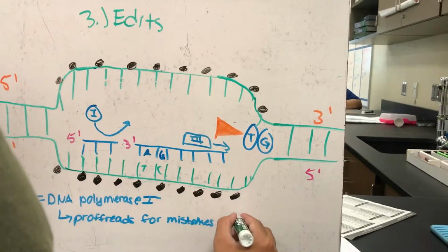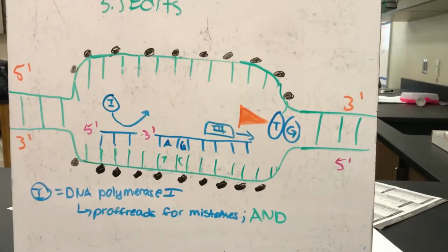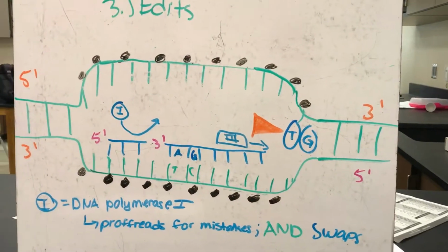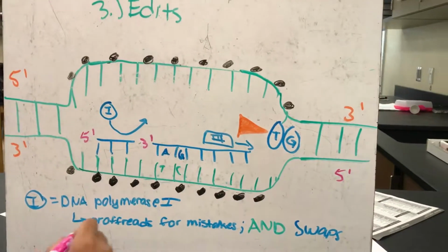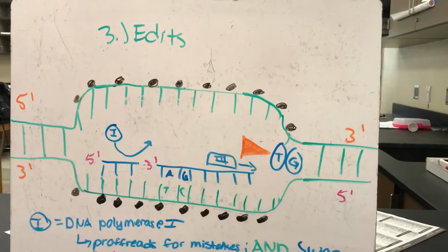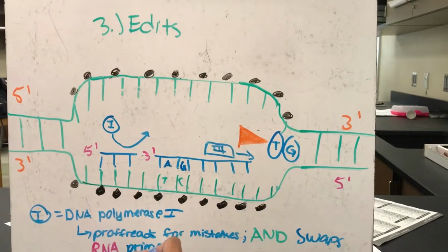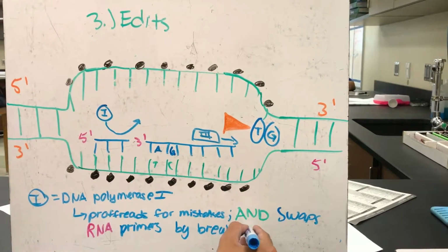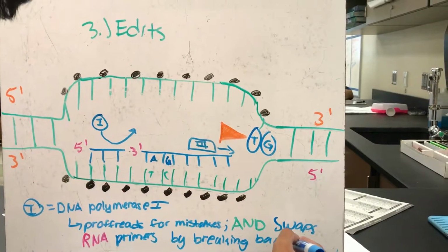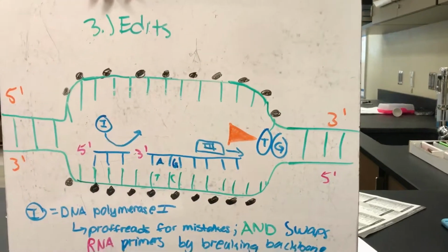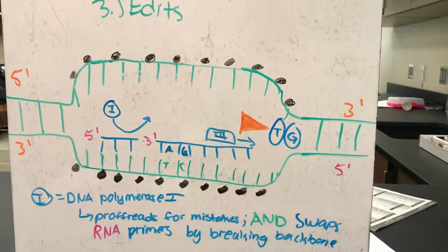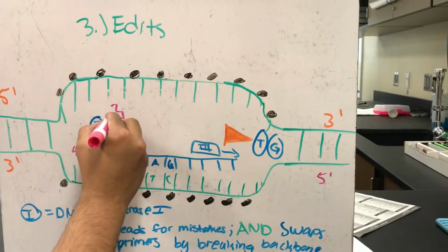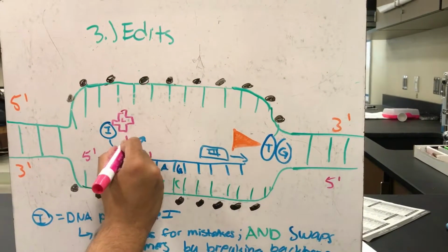Its second function acts as a proofreader to prevent any mistakes from occurring within the process of replication. For example, if 2 A's were together, then it would fix it to be an AT or a TA. Think of it as spell check on Microsoft Word, but for your DNA. And they do this by breaking the backbone of the RNA primers to repair it or to swap it.